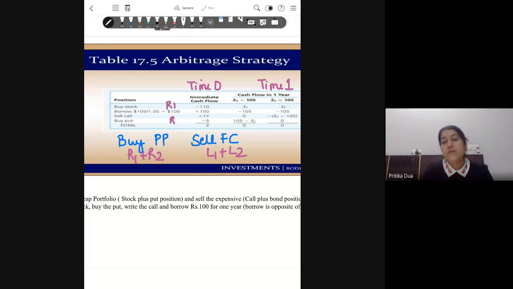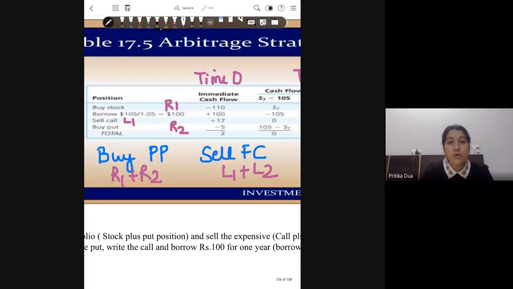Now we need to sell the left hand side. Sell left hand side का मतलब क्या है? आपको sell करनी है call option. So this will be L1. You sell the call option. Sell करने से क्या होगा? आपको प्रीमियम मिलेगा because you are the writer of the call option. So you can see very carefully that there is a cash inflow of 17 rupees.